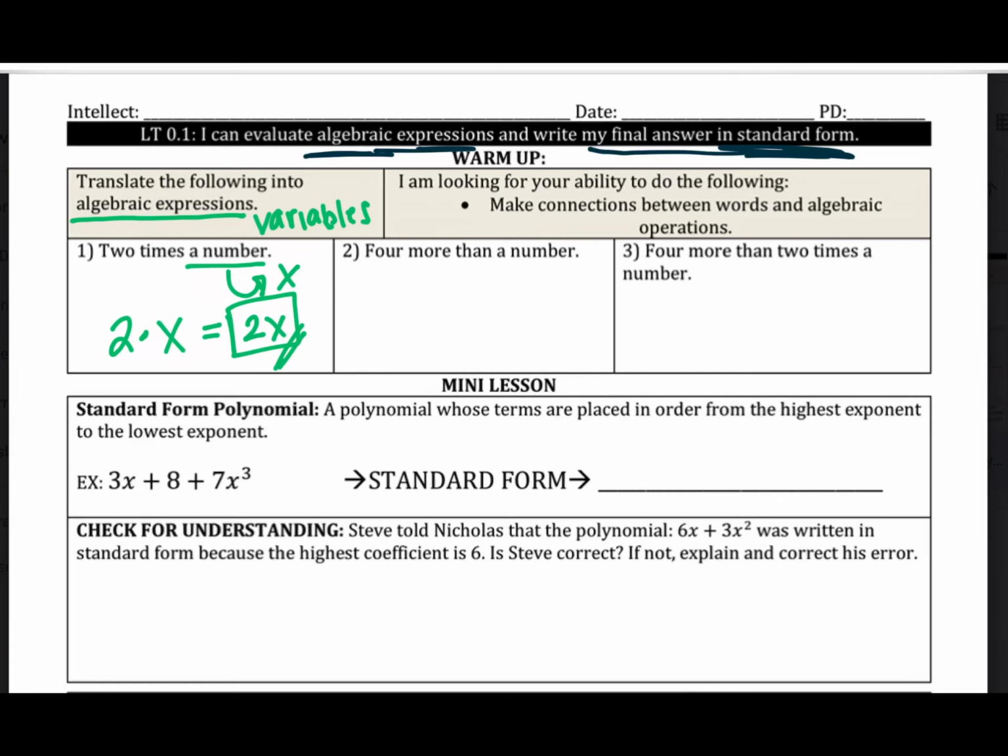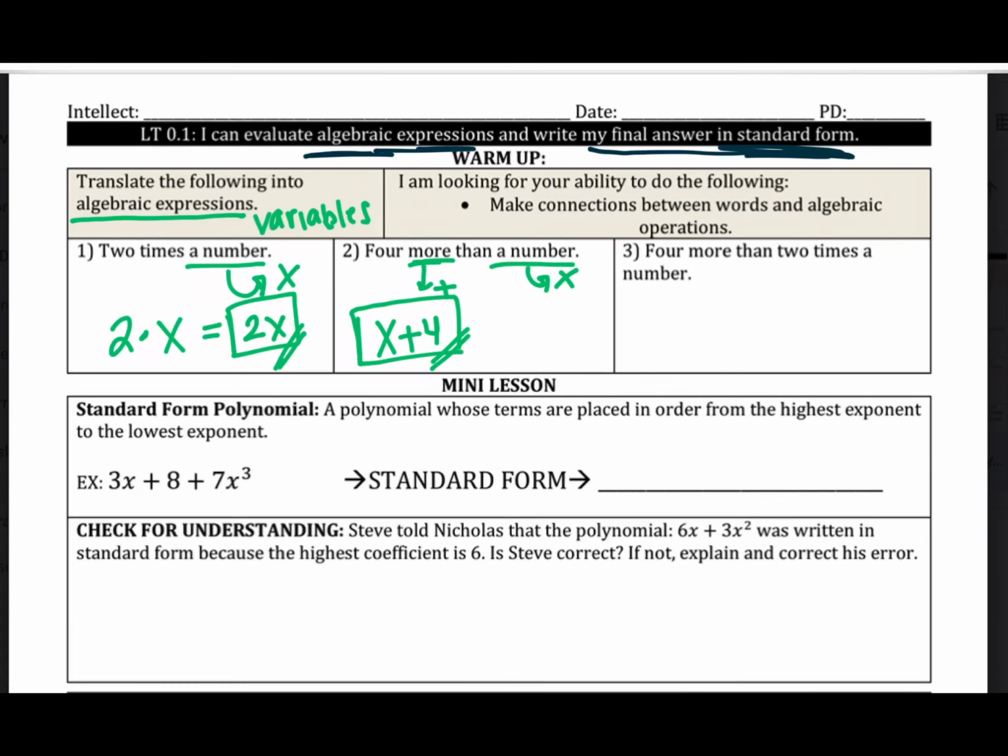If we move on to the second part of our warm-up, it's going to ask you to write 4 more than a number. Again, we don't know what this number is, so we're going to make that an x. And for more than, when you hear the word more, we want this to be a specific operation, which is addition. It's going to be 4 more than that number, so our final expression is going to be x plus 4. Whatever x is, we want 4 more than that, and that will be our final answer.